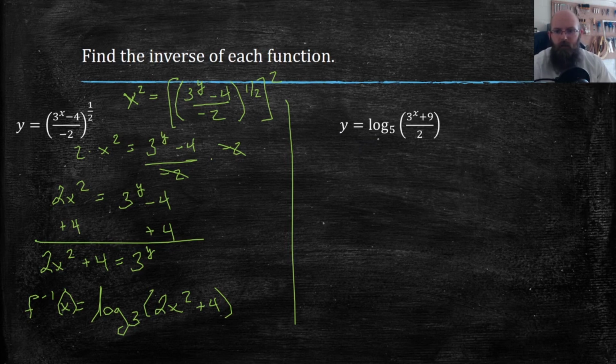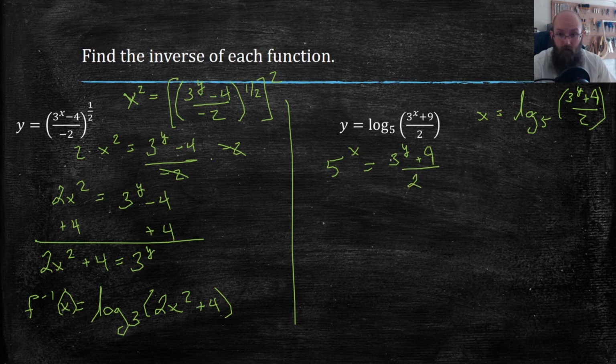I'm over here switching my x and my y's. Let's do that. All right, I got a log in there. How do I get my stuff out of my log? Go into exponential form. So that's 5 raised to the x equals stuff inside. Now I need to find the y. Okay, it's right there. It is an exponent of 3. So I need to whittle everything down until I get that term by itself.